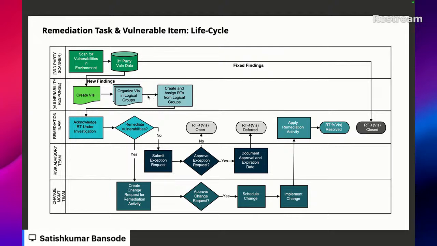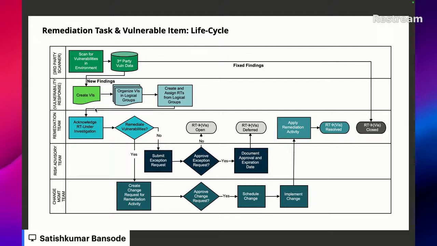Now, as we mentioned, VITs can be grouped together, and that grouping is called a remediation task. Here is where we create the remediation task rule. The remediation task rule is basically used to group your vulnerability items into one task, and that is called a remediation task. Here we create our rules based on whatever criteria is specified.